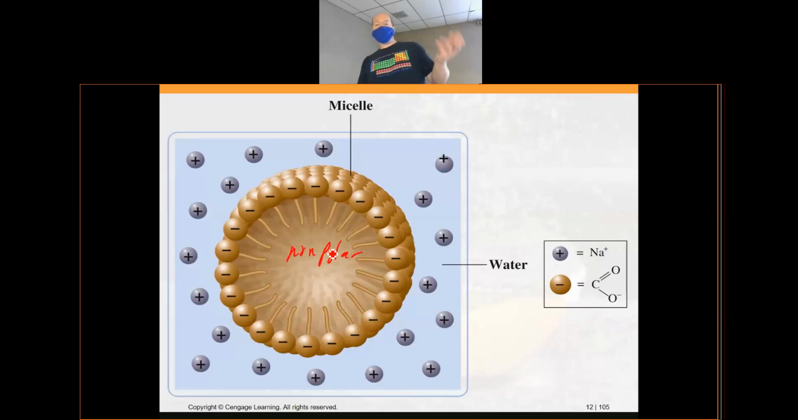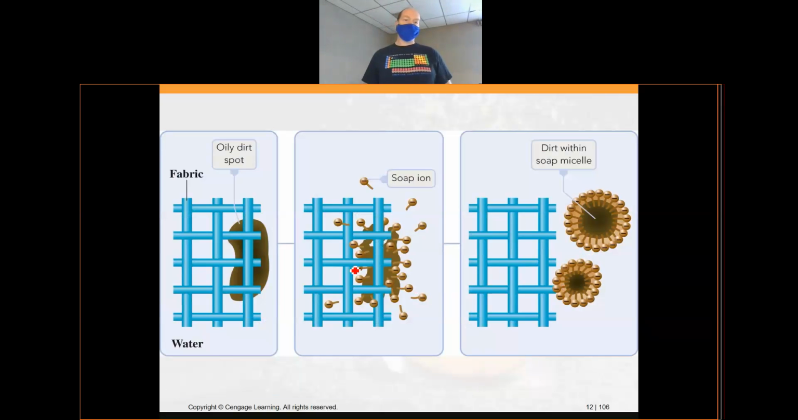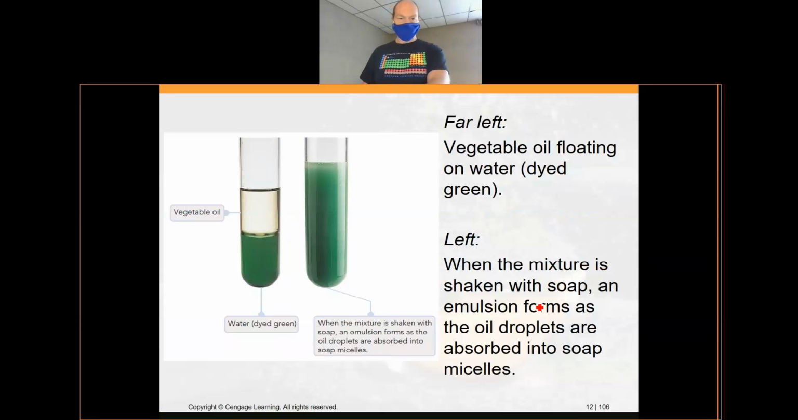All right, so if you have grease or oil on your hand, something that is non-polar, it gets surrounded in this micelle, and then it is flushed down the drain because the whole thing is soluble in the water. If you have dirty clothes with an oil spot, the soap comes in and surrounds the non-polar oily spot, and that then gets flushed down the drain.